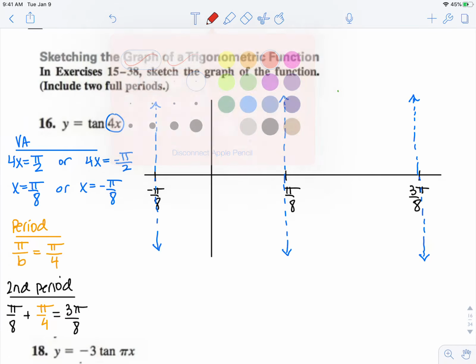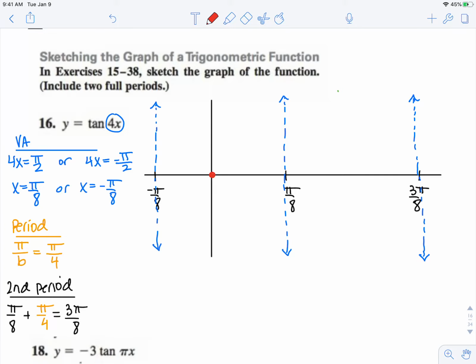Now, we know in the middle of each of these vertical asymptotes is where my graph hits 0. So right here in the middle, it's going to hit 0 at 0. And in the middle of these two, which is, what's that going to be? 4 pi over 16, which is pi over 4, it's also going to hit 0.